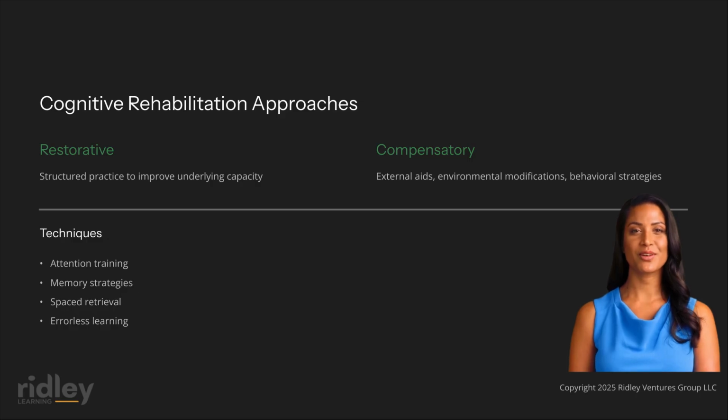Cognitive rehabilitation for vascular cognitive impairment encompasses both restorative approaches that aim to improve underlying cognitive capacity and compensatory strategies that enable functional performance despite persistent deficits. Restorative interventions typically involve structured practice of cognitive tasks targeting impaired domains, based on the principle that repeated activation of neural circuits supports neuroplastic strengthening, similar to motor rehabilitation.